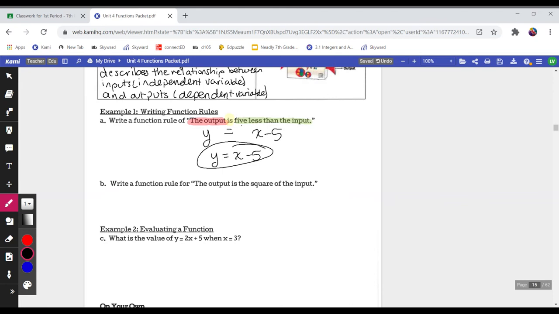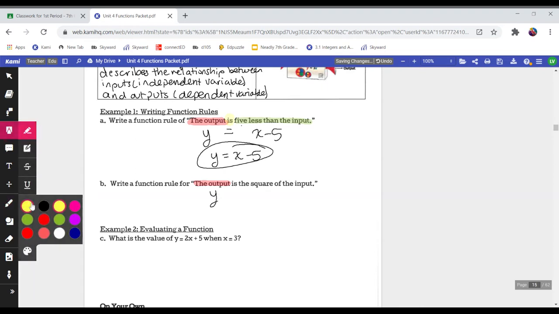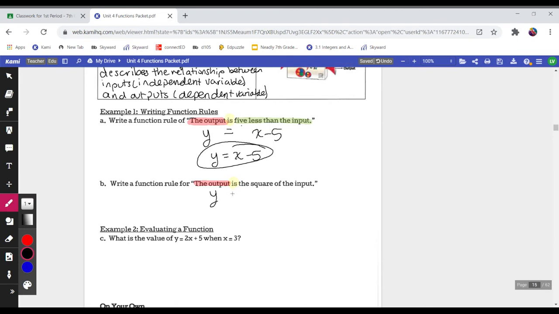Letter B. Write a function rule if the output is the square of the input. The output, represented by the variable y, is indicates equals. The square of the input, that means that we are taking the input, which is x, and we're squaring it, which becomes x squared. So y equals x squared is the function rule.